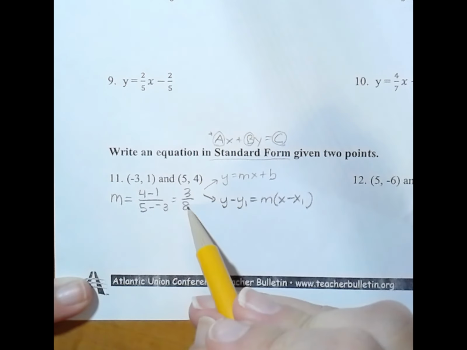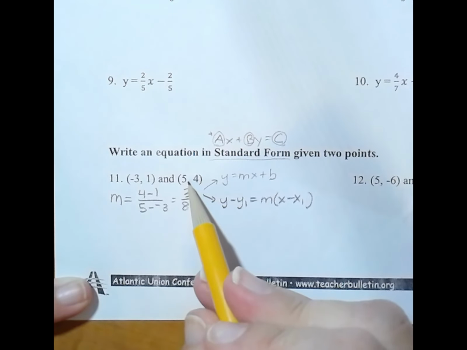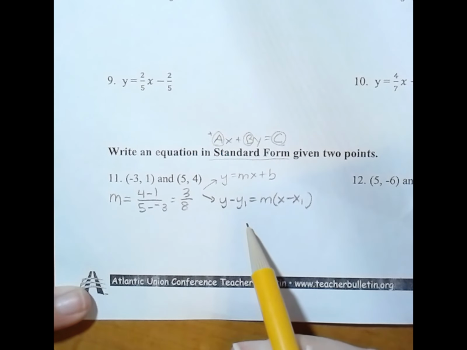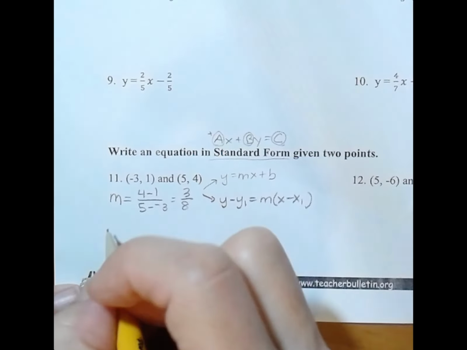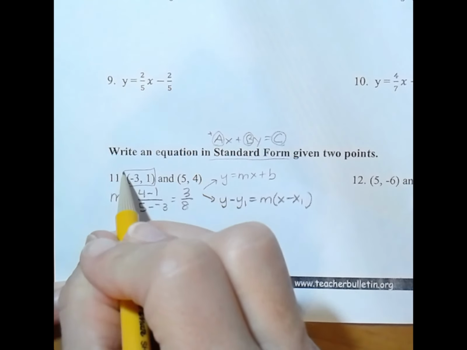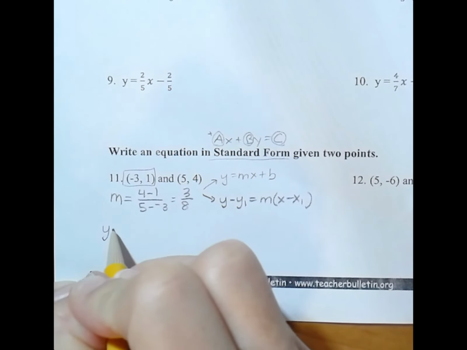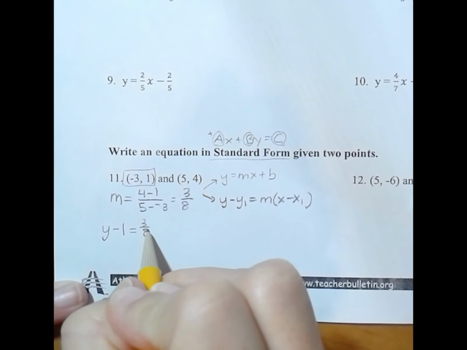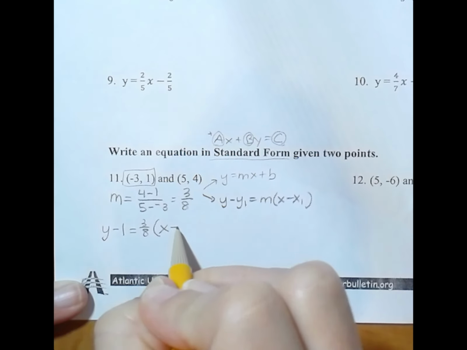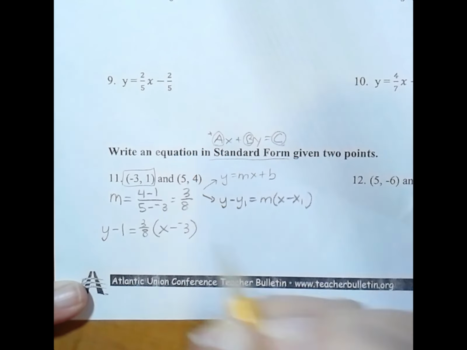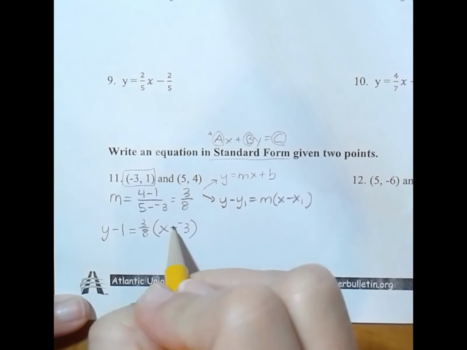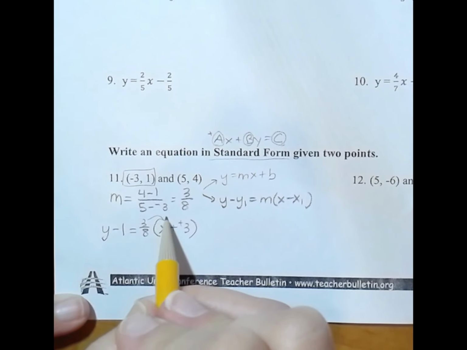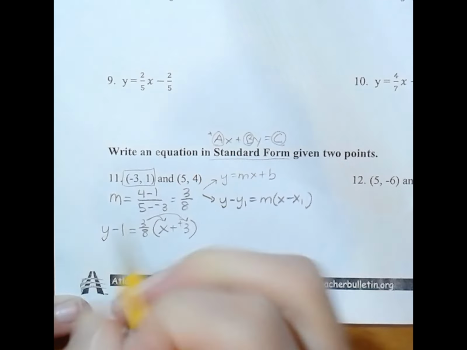Okay, since we have a slope and we have 2 points to pick from, I think it's going to be easiest to use point-slope form and then put it into standard form. So let's look at our equation. Let's just use the first point. Going to have y minus 1 equals m, which is 3/8, x minus -3. That's going to change to x plus 3. Let's distribute the 3/8.